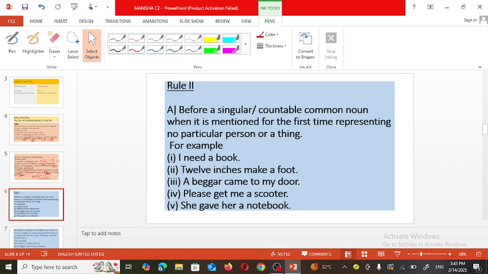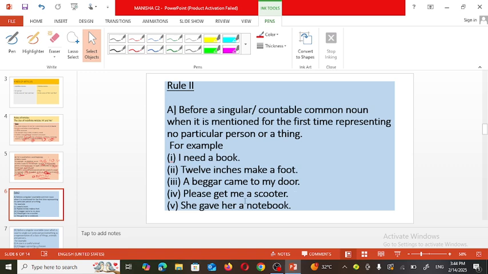For example, I need a book. Or 12 inches make a foot. A foot. Then a beggar. Beggar means any beggar. A beggar came to my door. A beggar means any beggar. We don't know which one it is. Or when we are saying, I need a book, means any book. We don't know any specific book. Any 12 inches will make 1 foot.